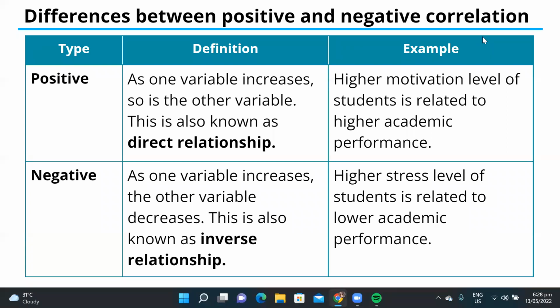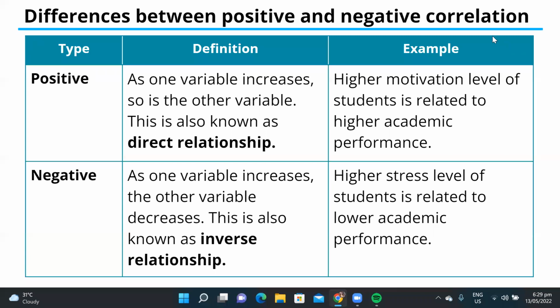Okay, so let's check the difference between positive and negative correlation. When we say positive, just like the experimental, kapag nag-increase ng isang independent variable, mag-i-increase din yung dependent. We're not using here independent and dependent variables. So kapag yung variable A nag-increase, yung variable B nag-i-increase din. So positive relationship yun. Kapag negative naman, inverse relationship siya. Meaning kapag nag-increase yung value ng variable A, nag-decrease naman yung variable B. Okay, so yun. Positive, as one variable increases, so is the other variable. This is also known as direct relationship.